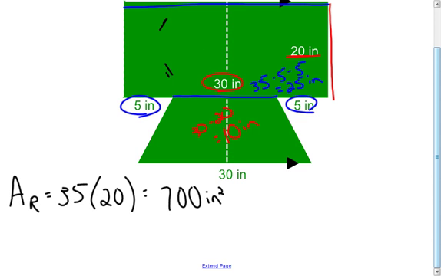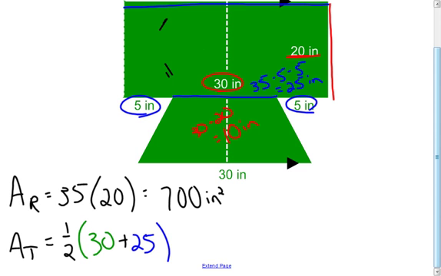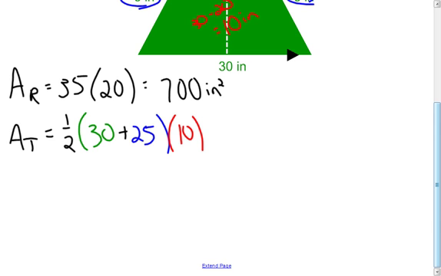So come down here, and all I'm going to do now, the area of the trapezoid is going to be 1/2, well, base 1, I'm going to call it 30. Add on my other base, which would be the top base, that's going to be 25. And then I have to multiply that by the height of my trapezoid, which I just found out to be 10. I'm going to do the calculations kind of in my head here. So I'm going to look at the 30 plus 25. Well, that's 55. And then I'm also going to do the 1/2 times 10.